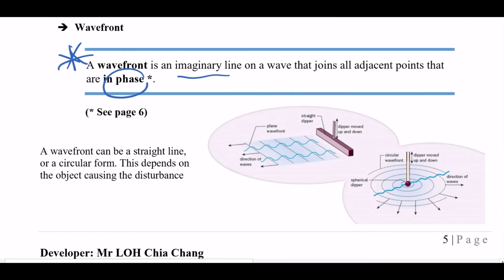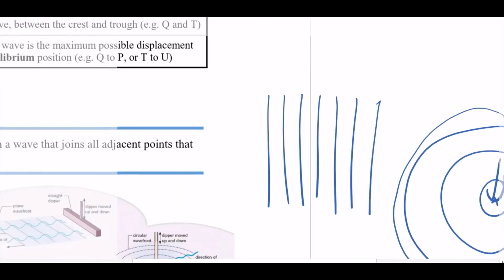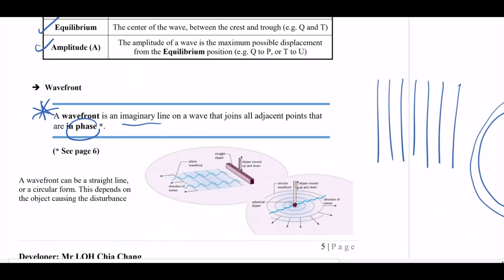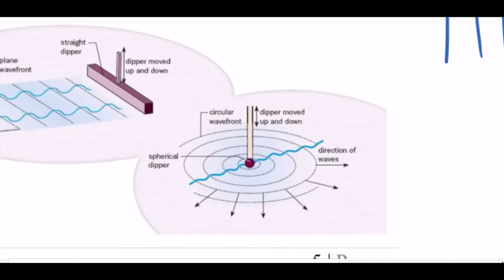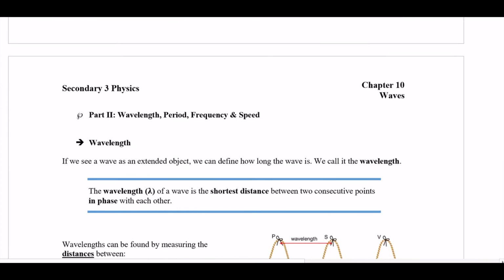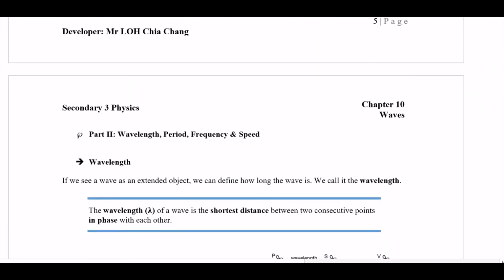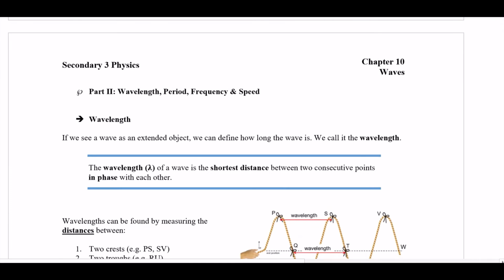So a wavefront can be a straight line depending on the wave. This kind of wave is a linear plane wave, so the wavefront is straight, but for this kind of circular wave, the wavefront is circular. So that's another term for you to remember, the wavefront. I'll explain later what it means by in phase.